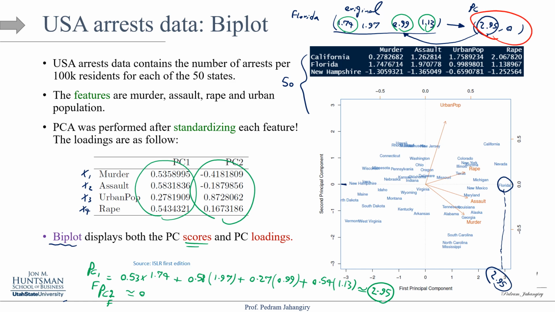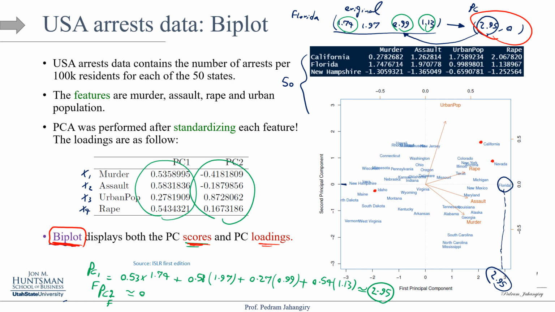We have a score for California in the new space, a score for Nevada, a score for Idaho, and so on. We had 50 observations in 4-dimensional space. Now we have 50 observations in 2-dimensional space. The plot that visualizes this is called a biplot. A biplot displays both the PC scores and the loadings, so you can look into the loadings as well.